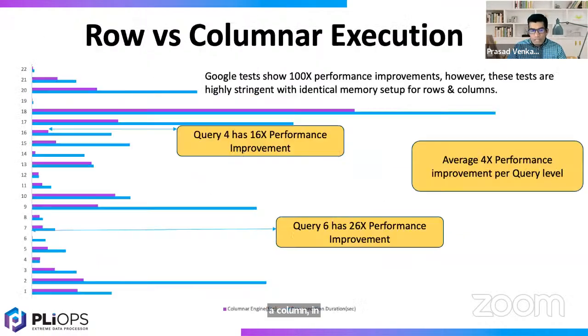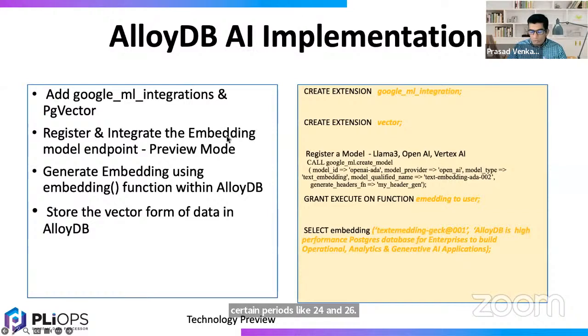Then with that, we were able to test with TPC-H. Google has tested this, moving from a row store to a columnar store, and they've seen a 100x performance benefit. But when we tested, we wanted a more stringent environment, where there is identical memory for the row and column store, and all the data set is sitting in memory. Even then, moving from row to column, we saw around 4x performance improvement. Certain queries, like query 4 and query 6, saw around 16 to 20x performance benefit. So this is immensely helpful.